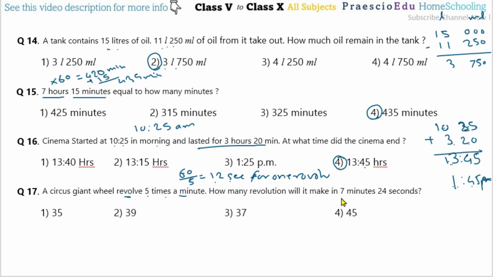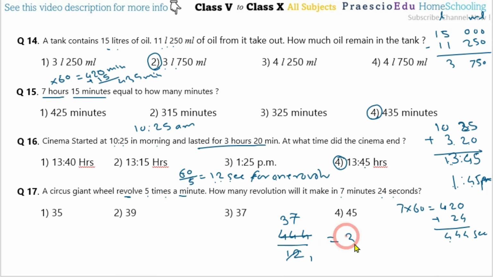So like this, 7 minutes and 24 seconds. 7 multiplied by 60 is 420, plus the addition of 24, so there are 444 seconds. For one revolution it takes 12 seconds, so in these seconds how many revolutions will it make? So 444 divided by 12. 12 threes are 36, so 44 minus 36 is 8, and bringing down the 4 gives 84. 12 sevens are 84. So it will make 37 revolutions. So 37 means option number 3 is the correct one.